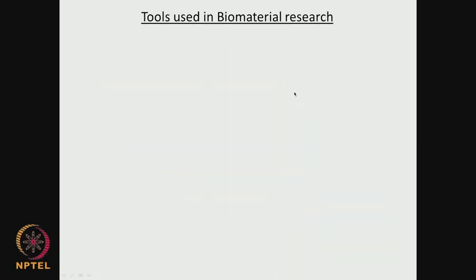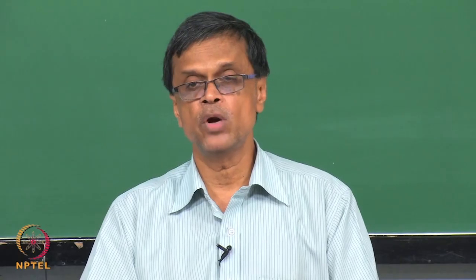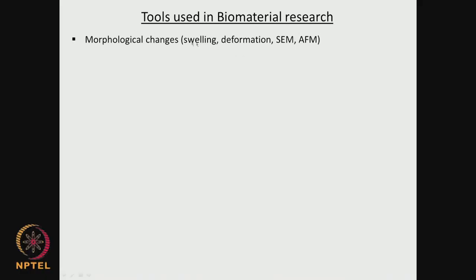So what are the tools used in biomaterial research? Quite a lot. You want to see the morphological changes, more like physical changes. We want to look at whether the material has swollen, whether it's shrunk, or whether there is a deformation of the material because it is in contact with the body fluids, maybe for a short or long duration. So we need to carry out those types of tests. Then we need to go into the scanning electron microscope to look at the morphological changes at the micron level. We may have to go to the atomic force microscope to look at it at the nano level. So there are a lot of tools being used for morphological changes. We will spend more time on the scanning electron microscope and atomic force microscope later as we go along.